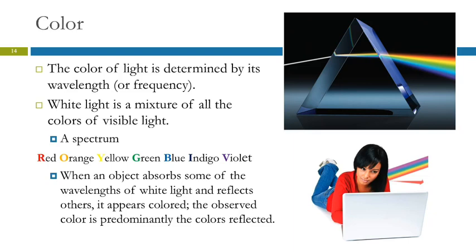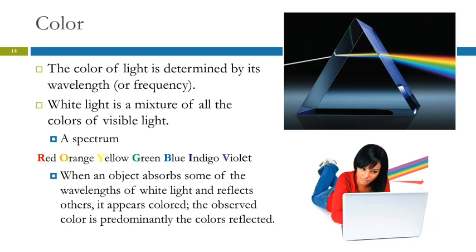The color of light is determined by its wavelength, which is related to its frequency. So if we pass white light through a prism, the light will get bent differently because of the different wavelengths, and so we can separate what appears white into the different colors. So white light is a mixture of all the colors of visible light. It's a spectrum, it's continuous. The colors present in the rainbow, or in visible light, are red, orange, yellow, green, blue, indigo, violet.